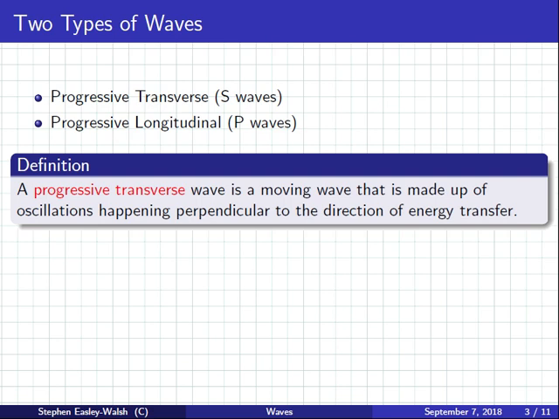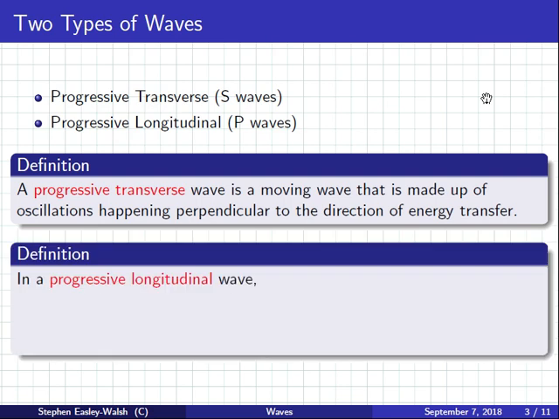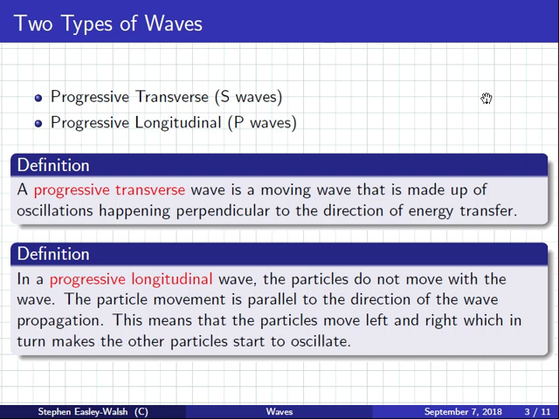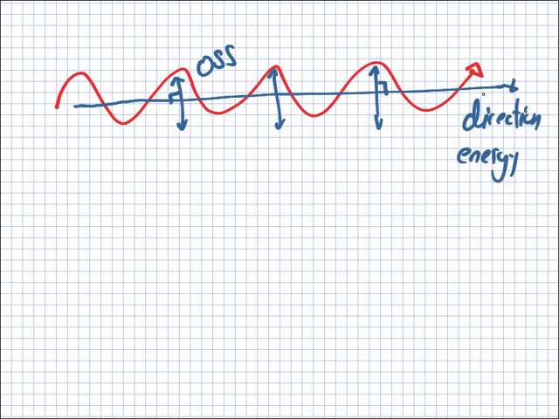Okay, the next wave now is the longitudinal wave. And this is where the particles do not move with the wave. The particle movement is parallel to the direction of the wave propagation. This means the particles move left and right, which in turn make other particles start to oscillate. I'll have to explain this one. It's a little bit tricky before you write it down.